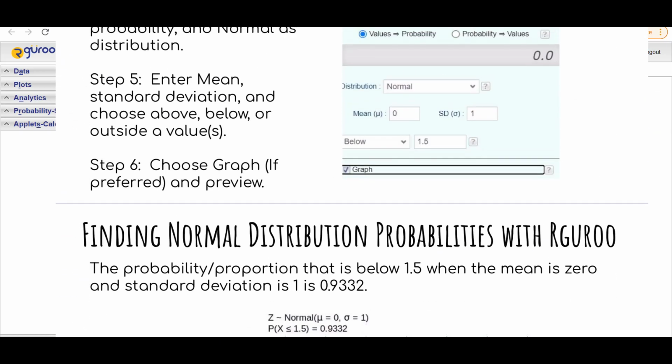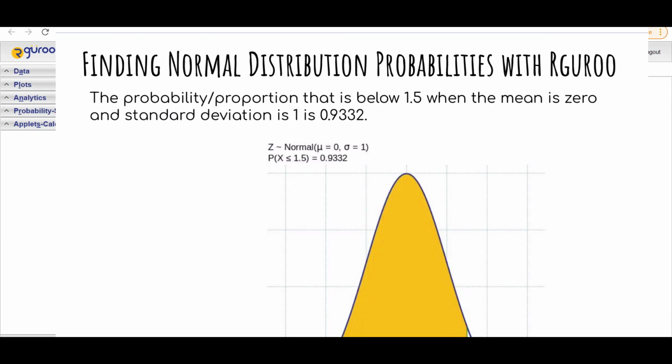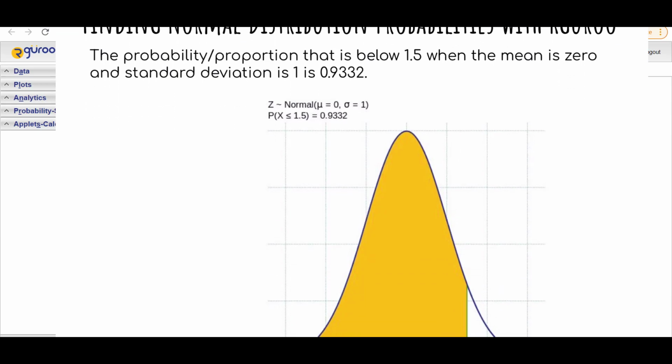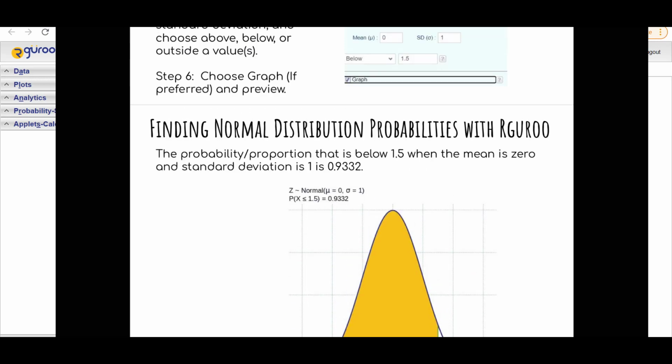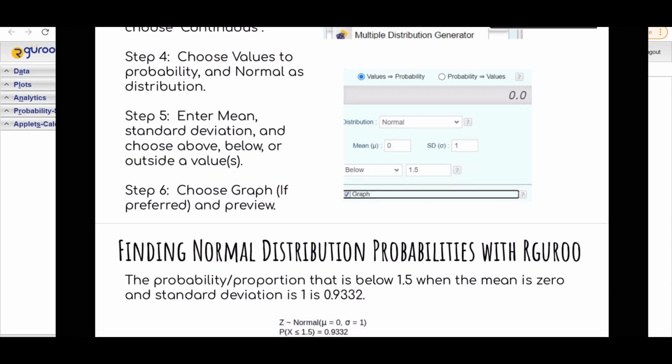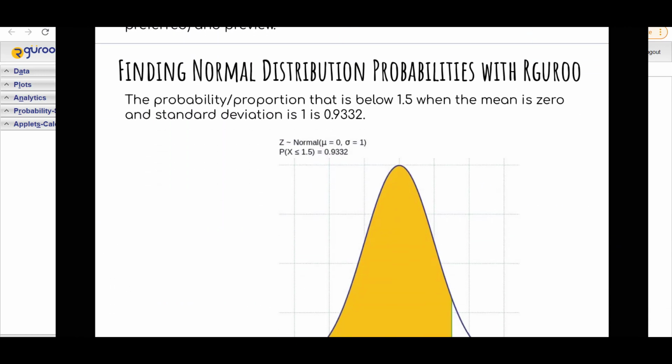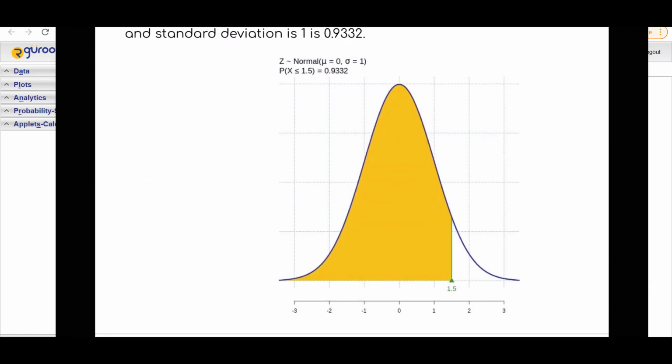Okay, so finding the normal probabilities with OurGuru. So here's just an example of when you click on the graph, this is what it shows you. It'll tell you the mean and the standard deviation up here, right? And then it'll say the probability. They always put it as a probability. The probability that it's, and in this case, less than or equal to 1.5.